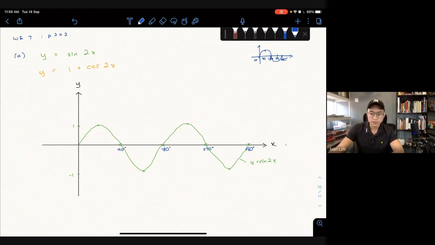Okay, Brandon is asking, so sine 3x will intersect at 60, 120. Yes, very good. You're right, because all your angles will be divided by 3. Very, very good. So what Brandon is mentioning, for sine 3x, how do you know where is the point of intersection?